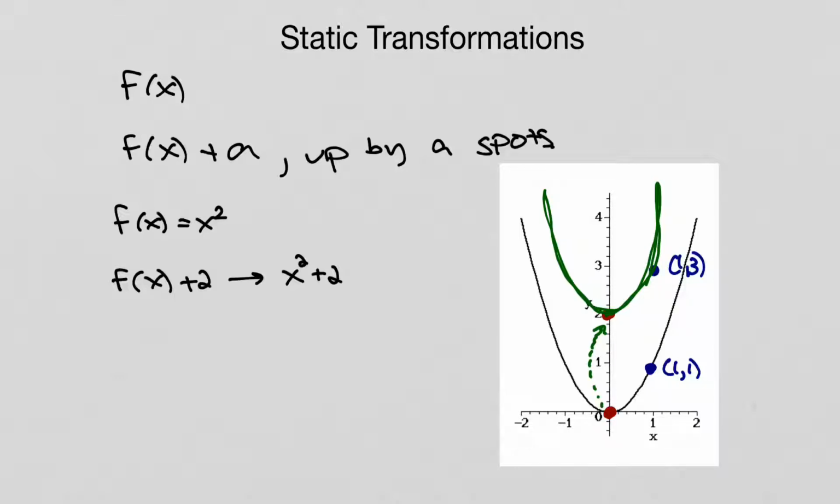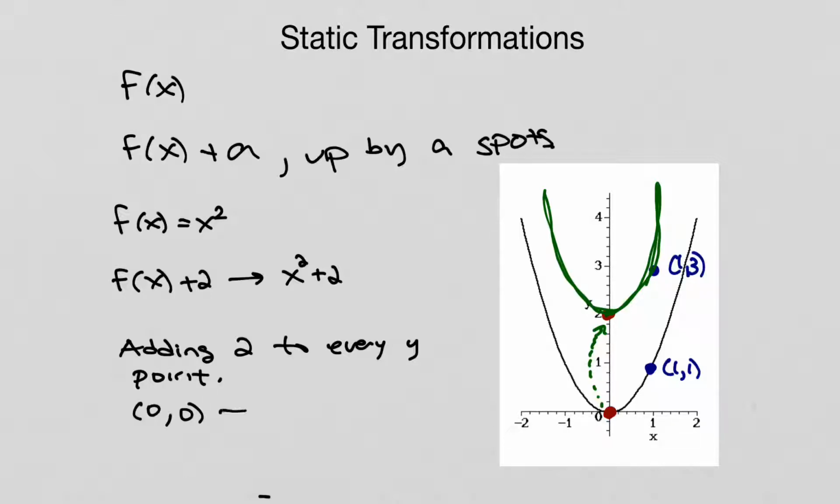Right? So the mathematical operation that we're doing here is we are adding 2 to every y point. So that point 0, 0, when I added 2 to the y value, it got bumped up to 0, 2. The point 1, 1, when we added 2 to the y value, it became 1, 3. So that static transformation will just take our picture and push it up by a spots. Right? So that's what f of x plus a looks like.